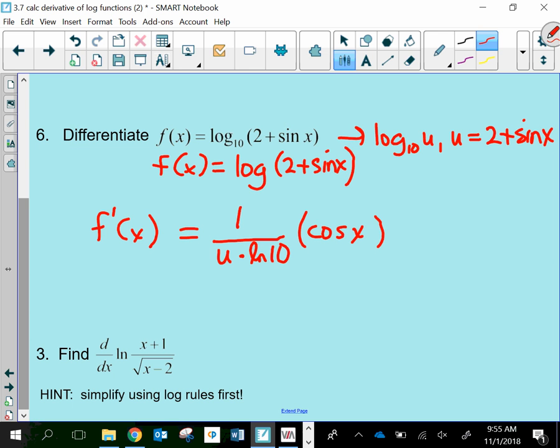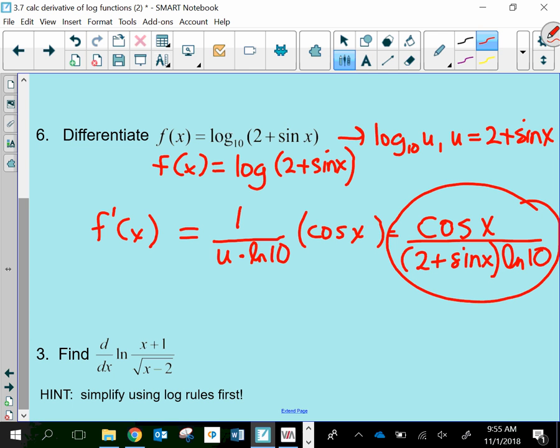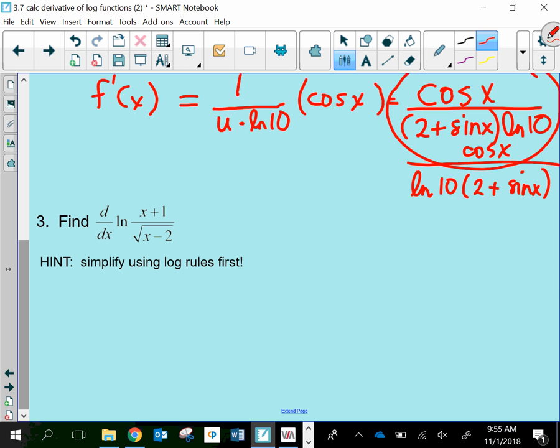Okay, I'm going to just make that into one fraction. So cosine of x is on the top, and u gets replaced with 2 plus sine of x times ln of 10. There's nothing really I can do with that. I'm done. I could put the ln of 10 out front, you know, you could write it like this. No, you leave it on the bottom, not on the top. Don't move it to the top.